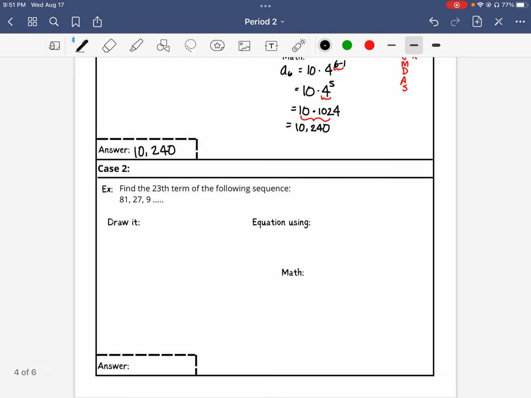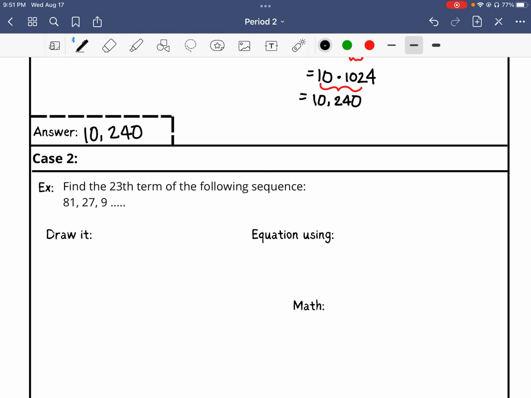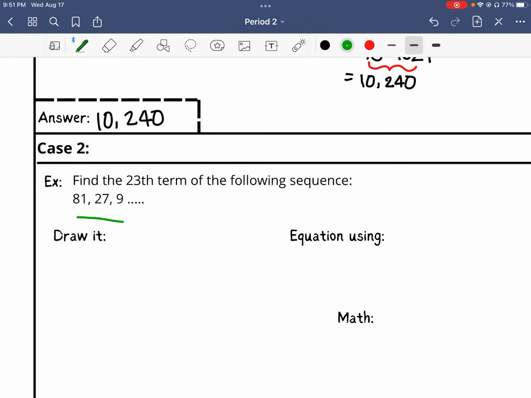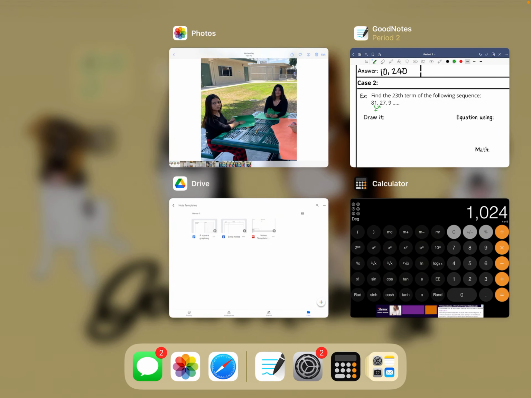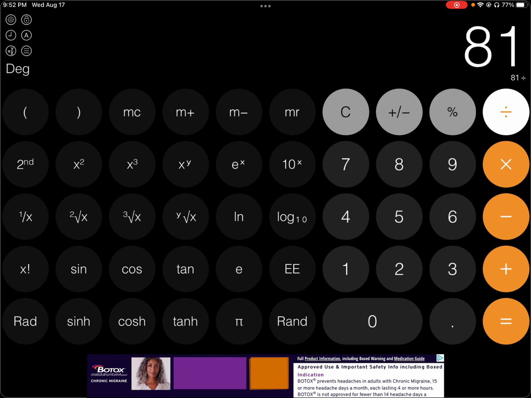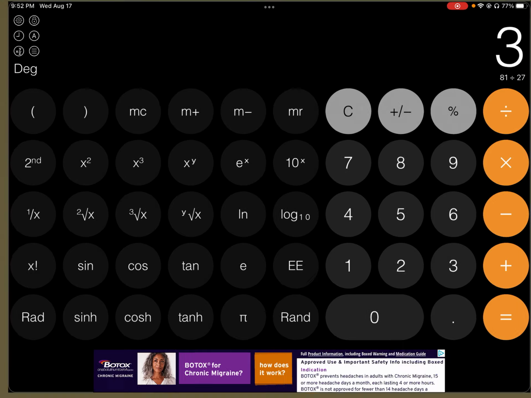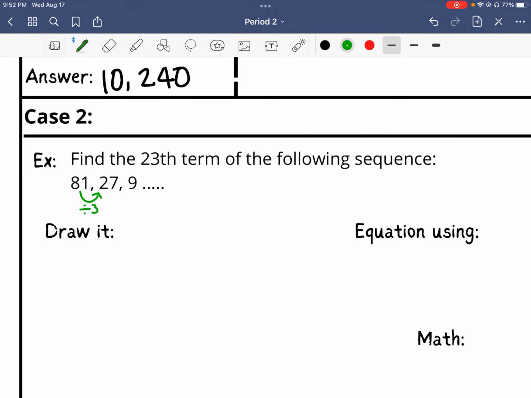All right, let's do case 2. Find the 13th term of the following sequence. Ooh, immediately we can tell that this is going down. When we have addition and multiplication, only division is what makes it go down. I can see that from 81 to 27, I can check, 81 divided by 27, it is going down by 3. 27 to 9 is also going down by 3, and so forth.